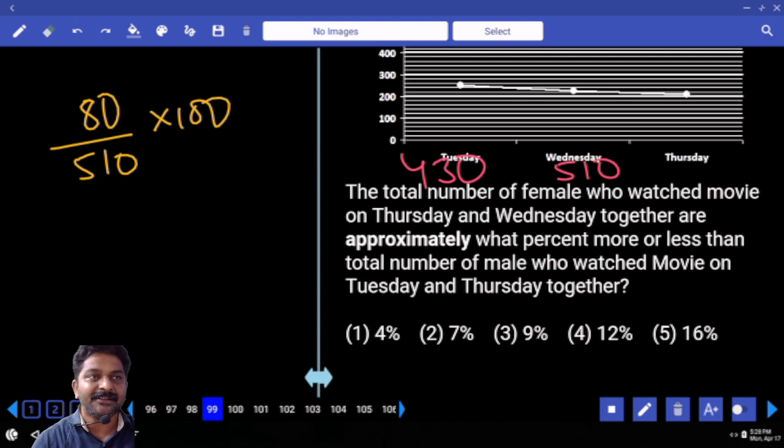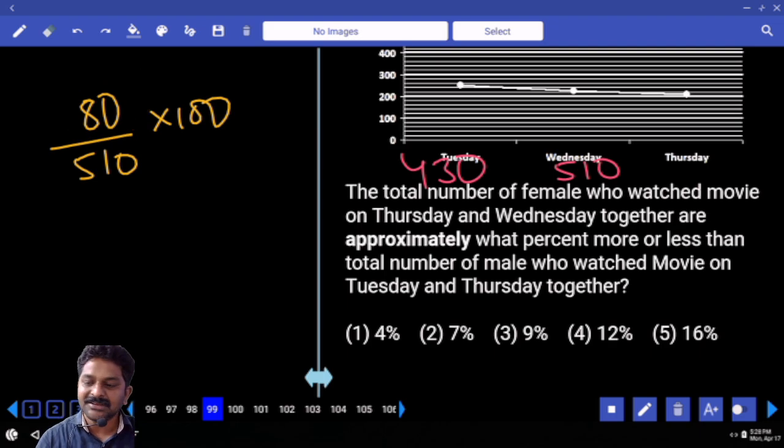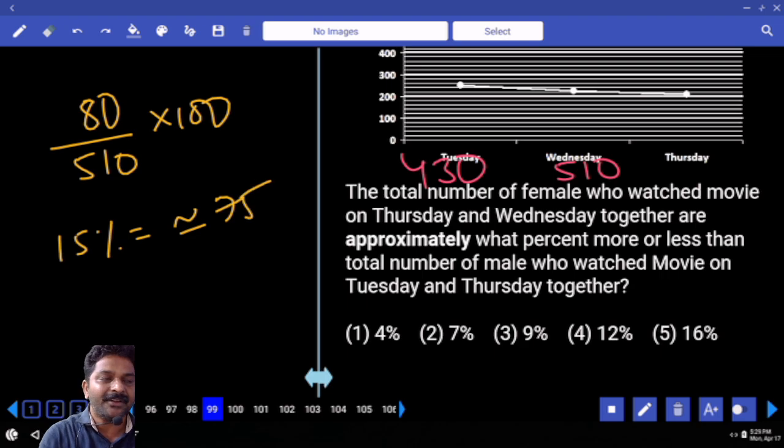What is 10% of the denominator? 51, approximately 50, because the answer is also approximate. 10% is 50. 20% is 100. Our number is less than 100 only. So the answer is more than 10% and less than 20%. What is 15% of the denominator? Approximately 75 only. Our number is a little bit more than that, so the answer should be more than 15%. That is 16.